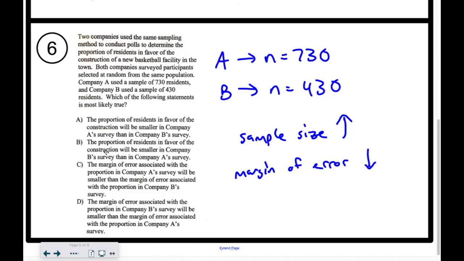Well, A and B are talking about the proportions. We don't know that. We don't know what the proportions would be. So it really comes down to C and D. The margin of error associated with A will be smaller. So yes, that's true because A has a bigger sample size. And again, it's important that it is coming from the same population, right? If these were just completely different populations, then we wouldn't be able to say this. But within the same population, if you increase sample size, you're going to lower margin of error. And the D is just saying the opposite of that. All right. So bigger sample size, smaller margin of error. That's the takeaway.